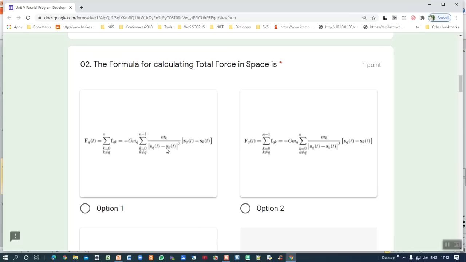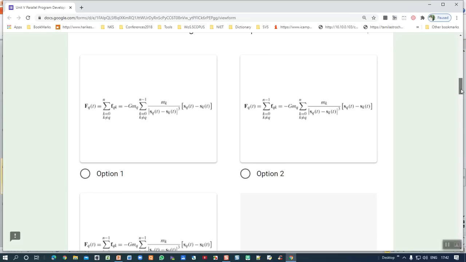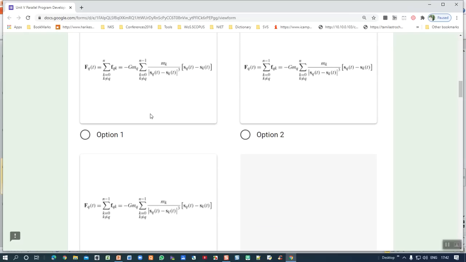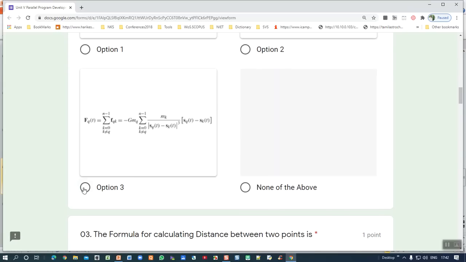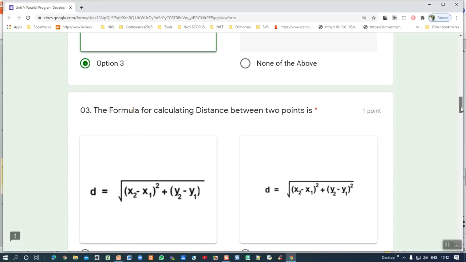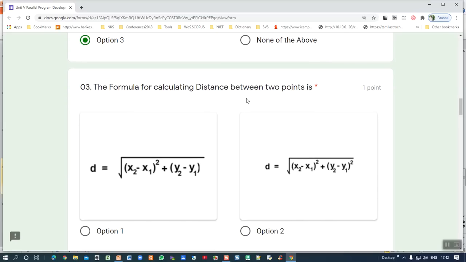So please expect this. They can make a small change in the formula to confuse you. So please remember the formula properly, so that you can select the correct answer. Option 3 is correct, because it is 0 to n minus 1, and it is a calculation. And similarly, the next one is: what is the formula for calculating the distance between 2 points?